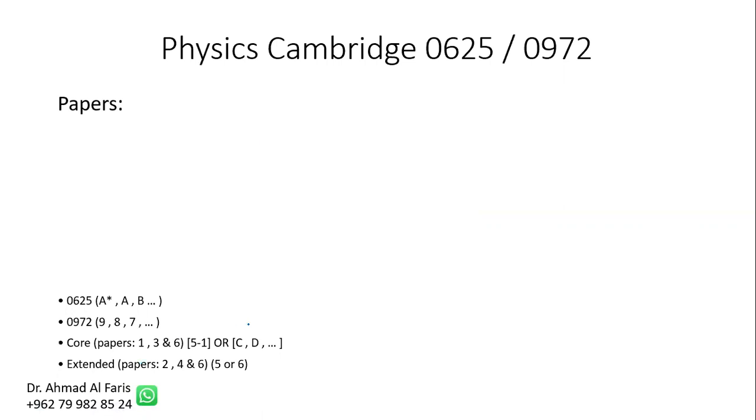What do we mean by core paper and extended paper? For this code, they mark A star, A, and B, etc. For this code, we have 9, 8, 7, etc. What is the difference between these? There is a little difference in how they are evaluated by the Ministry of Education in each country. For example, some countries ask for A and A star, or they give it the highest mark. Other countries ask for 9, 8, etc. Or they don't care, it doesn't matter.